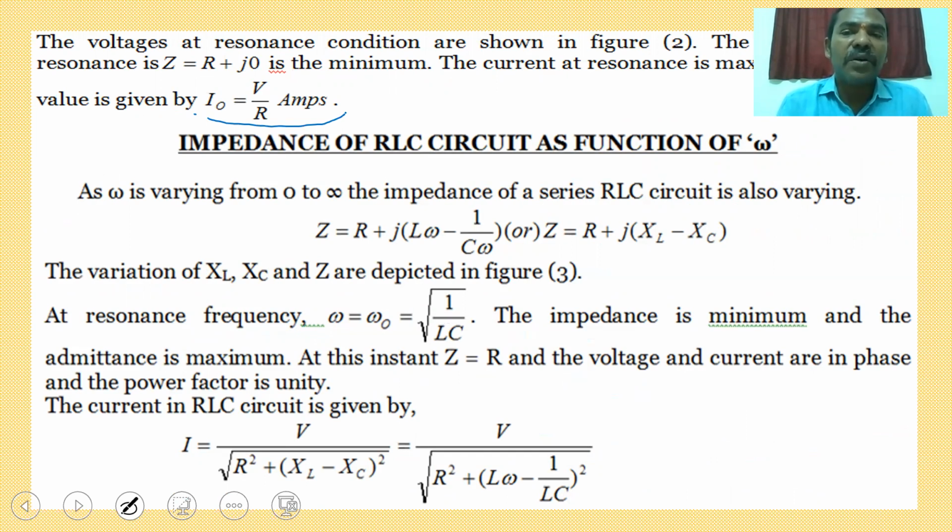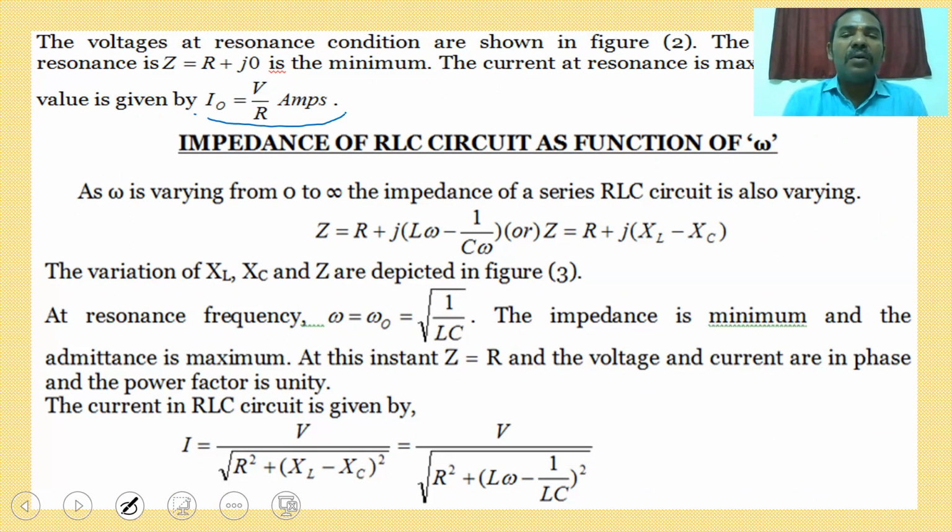Then the resonating current at the resonating condition is I naught equal to V by R. I already told you Z is equal to pure resistance only. So the circuit has only resistance. The current flowing through the circuit under resonance, I naught, is equal to V by R.